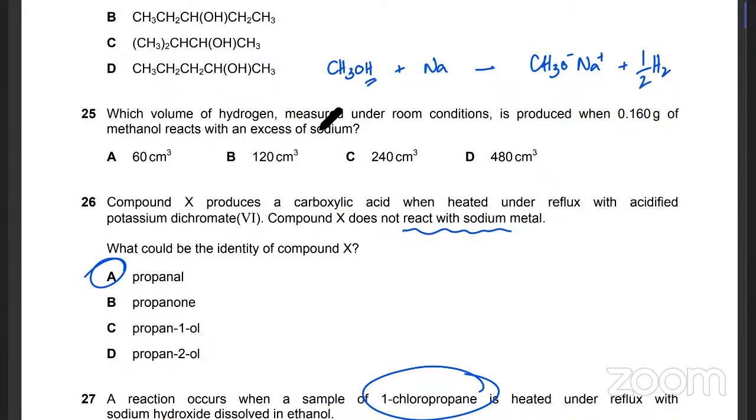So he's saying 0.16 grams of methanol. So how many moles is this? 0.16 divided by the Mr of this thing. What is the Mr? That's 12 plus 4, that's 16, plus 16. Is it 32? Can you just confirm? Yes. So how many moles is this? This is 5 times 10 to the power -3. So the amount of H2 would be 2.5 times 10 to the power -3 moles, right? Half of that, right? Yes.